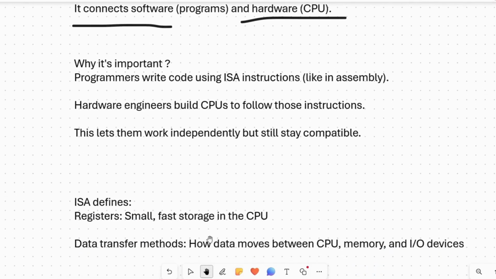So why is it important? Programmers write code using ISA instructions, then hardware engineers build CPUs to follow those instructions. This lets them work independently but still stay compatible. Hardware and software are developed independently but they are compatible.